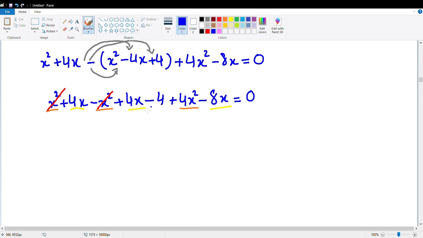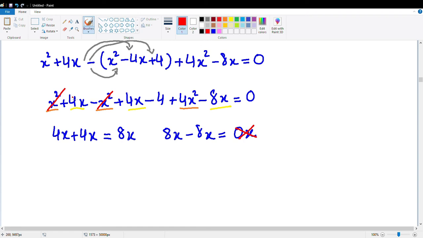Let me do it on the side. So 4x plus 4x equals 8x. And then 8x minus 8x, you'll get 0x. So that means there's no more x. And you know what that means, right, guys? Because if you don't, I'll tell you right now. That means that we're going to have a pure quadratic equation. So let's see what we get out of it.